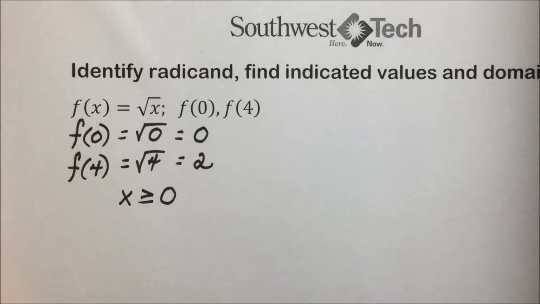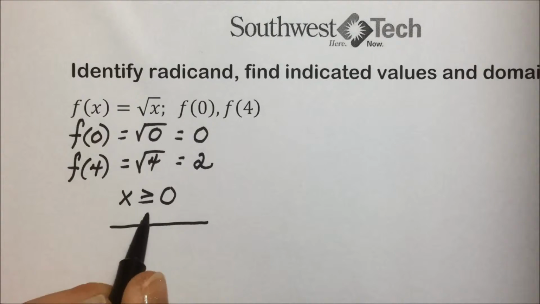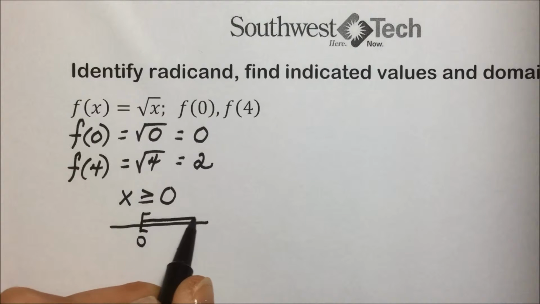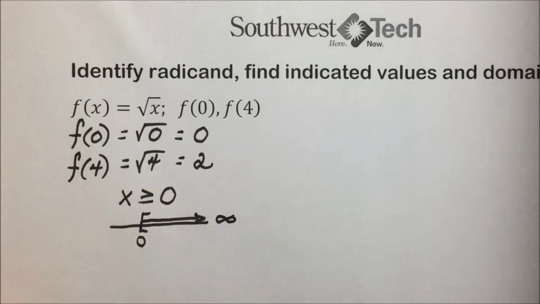This would be our domain, and if we're listing this in interval notation, we're talking about the values at 0, including 0, and continuing infinitely towards positive infinity. So interval notation, we start with our smallest value, including it with the bracket, and going towards positive infinity.